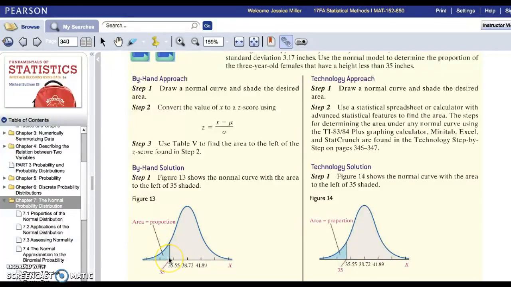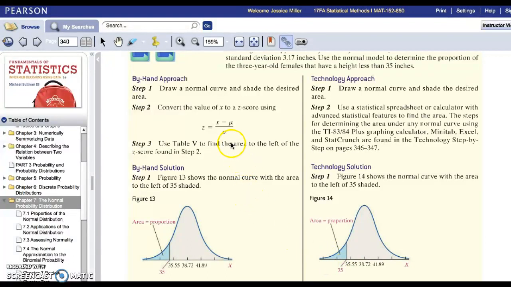So notice if we're wanting the proportion, or you could think about that as the decimal version of the percent, the proportion less than 35 is going to be less than 0.5 or less than half because we're below average. So if you can go ahead and visualize where your 35 lies in relationship to your mean, then you're already one step closer to finding your answer. You know it's going to be less than 50%.